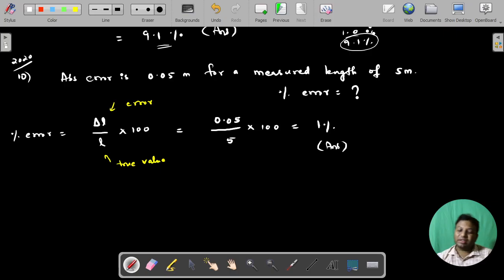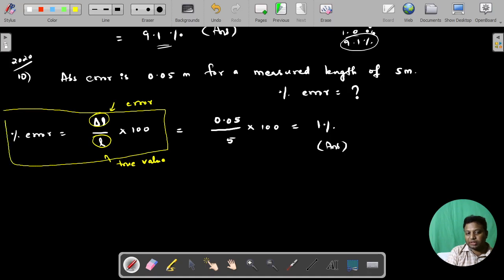1% is the answer. We only need to understand what the quantities in a formula mean. Many of you must know the formula for percentage error, but you may be missing the meaning of delta L and L. So please fill that gap.